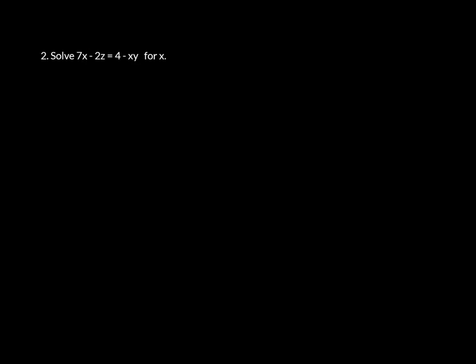Number 2 says solve 7x minus 2z equals 4 minus xy for x. Now you'll notice that we have two x's in this problem. So what you're going to want to try to do is get everything with an x on one side and everything without an x on the other side. So I'm going to put all my x's on the left. So what I'm going to do is add that xy to both sides. What happens is I'm left with 7x plus xy minus 2z equals 4.